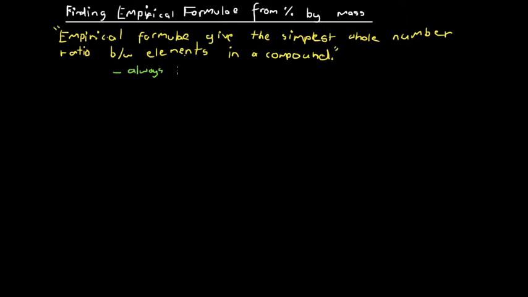They only have big lattice structures, and so the only way to analyze the composition of an ionic compound is to look at the ratio between the ions in the compound. So for that reason, empirical formulae are always used for ionic compounds.